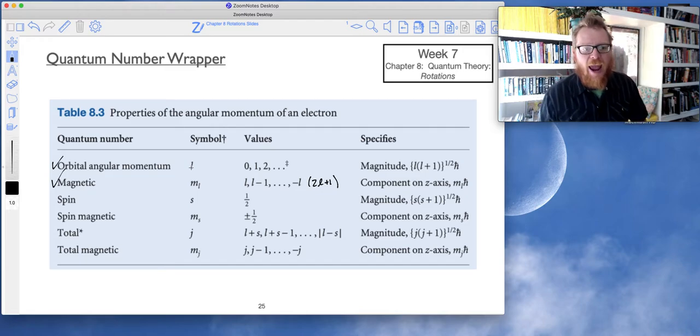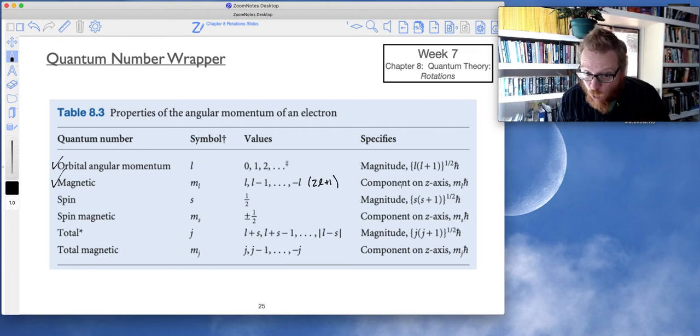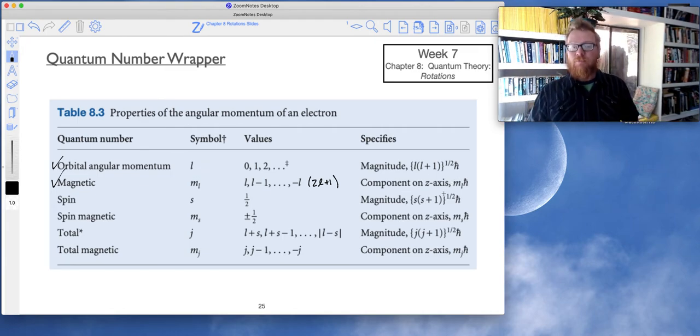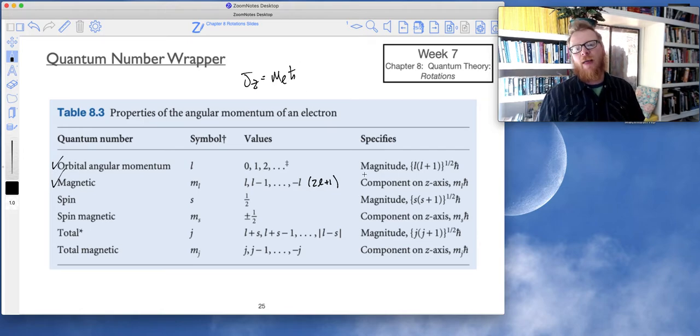Okay? And the thing to remember about mL is it gives us the component of angular momentum specifically on the z-axis. Okay? So Jz is given by mL h bar, and I'll just use the letter J. So for just total angular momentum, J, right, is given by root L times L plus 1 h bar, okay?